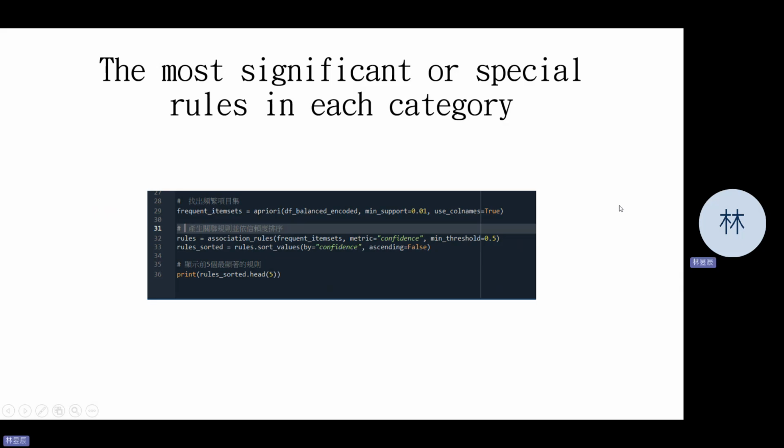And this is the most significant or special rules in each category. Find frequent item sets, find association rules, and sort by confidence.